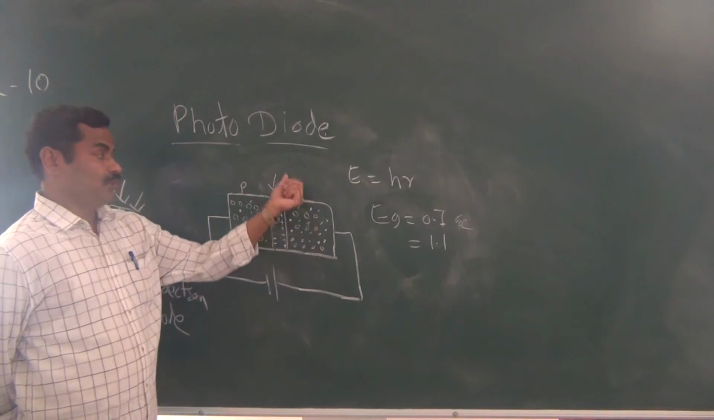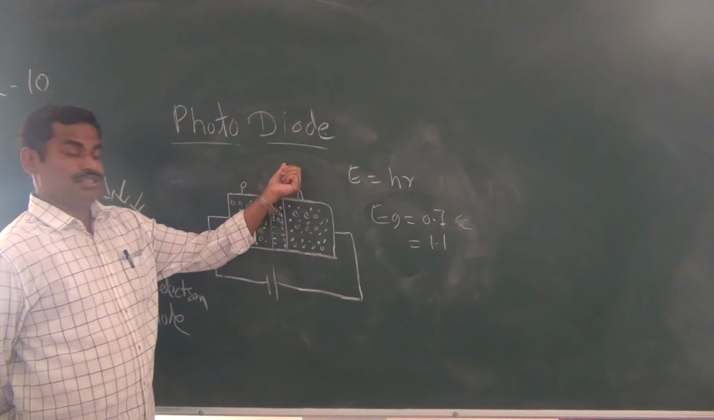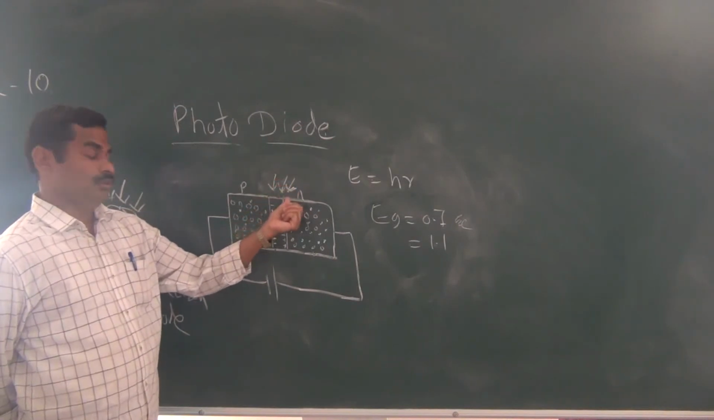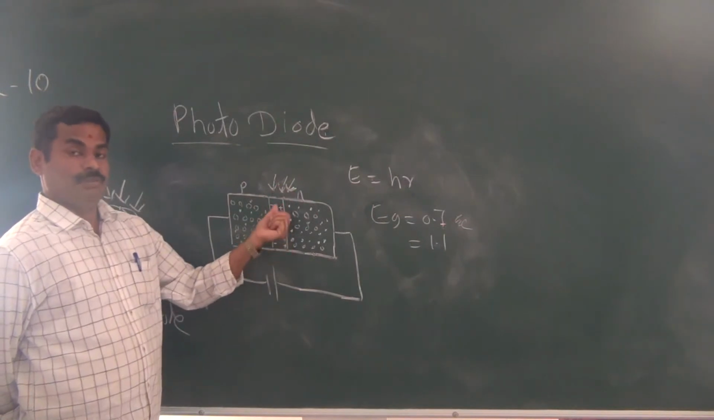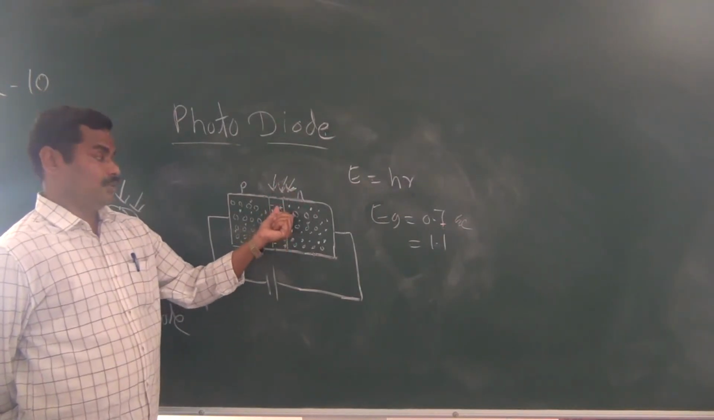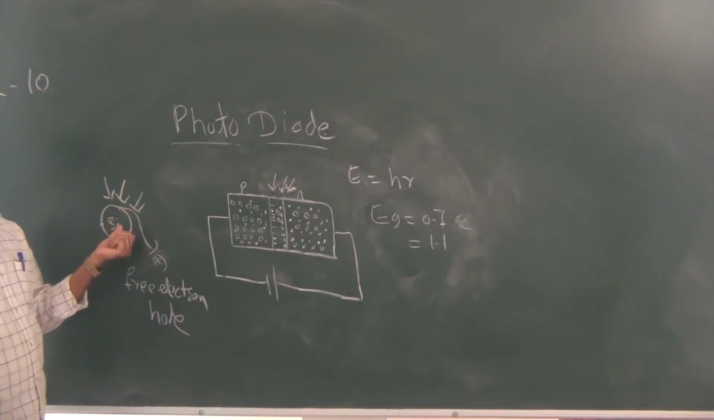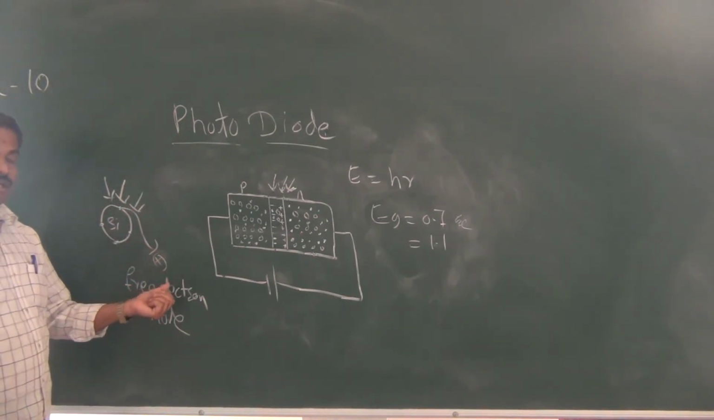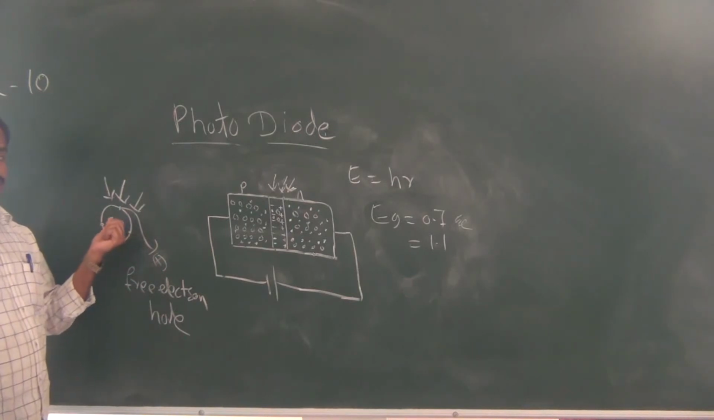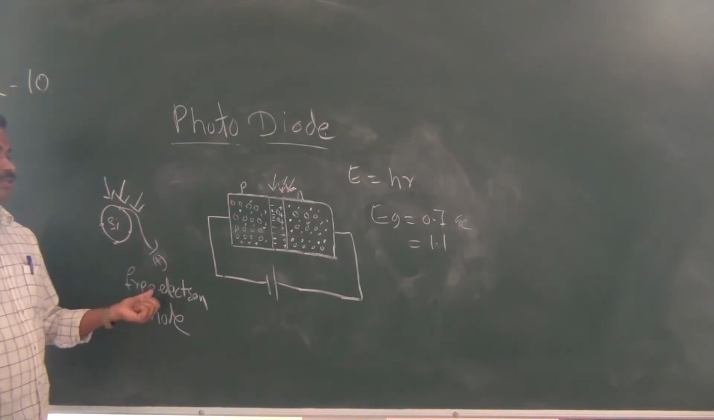What am I saying? You are applying some photon energy, incident on the transparent window. That light will enter into the depletion layer, where the atoms are. Because of the high energy, the atoms break the covalent bond and the electron comes outside. At the same time, the atom acts as a hole. Whenever you break the covalent bond, electron and hole come in pairs.